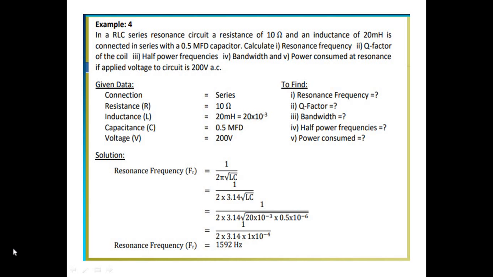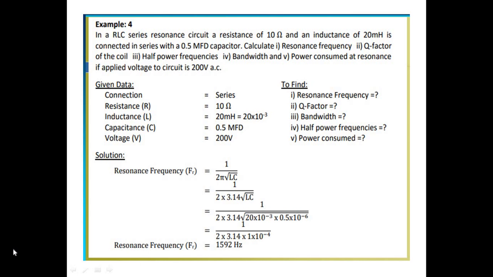In an RLC series resonance circuit, a resistance of 10 ohm and an inductance of 20 millihenry are connected in series with a 0.5 microfarad capacitor. Calculate the resonance frequency, Q factor, half power frequency, bandwidth, and power consumed at resonance if the applied voltage to the circuit is 200 volt AC. Given data: series connection, resistance 10 ohm, inductance 20 millihenry, 20 into 10 to the power of minus 3, capacitance 0.5 into 10 to the power of minus 6, voltage 200 volt. To find the resonance frequency, Q factor, bandwidth, half power frequency, and power consumed.